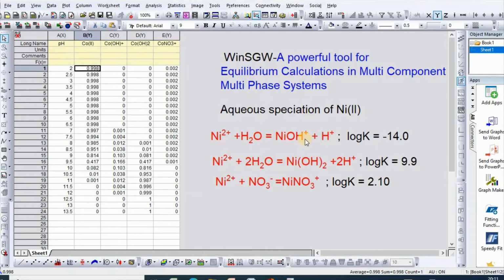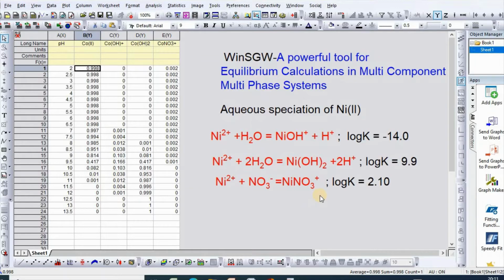In this video, I would like to show you how to draw aqua speciation of nickel plot using OriginPro. I have considered three hydrolysis reactions. The first two are hydrolysis of nickel, and the third one is considered for electrolytic solution, as I have used sodium nitrate electrolyte solution.